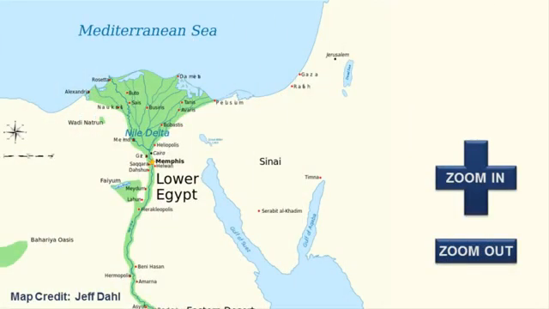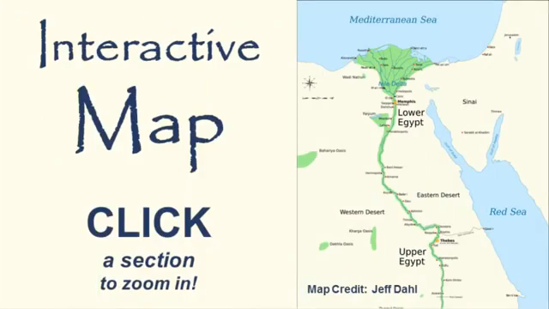Now keep in mind when we talk about Upper and Lower Egypt, the Egyptians didn't have a map like we do where everything points north. They thought about everything as either being upriver or downriver. So Upper Egypt is upriver, Lower Egypt is downriver.